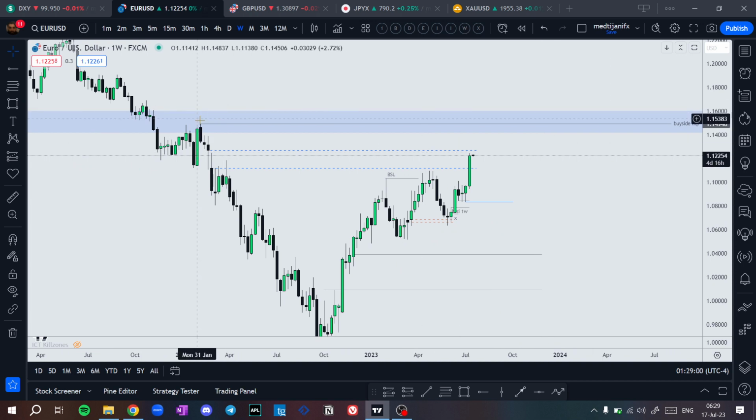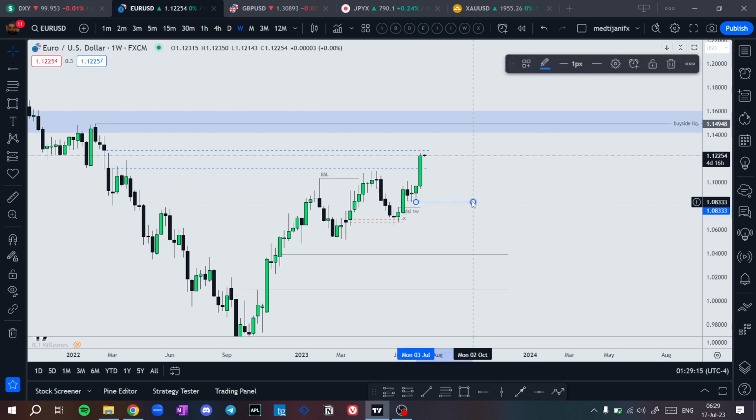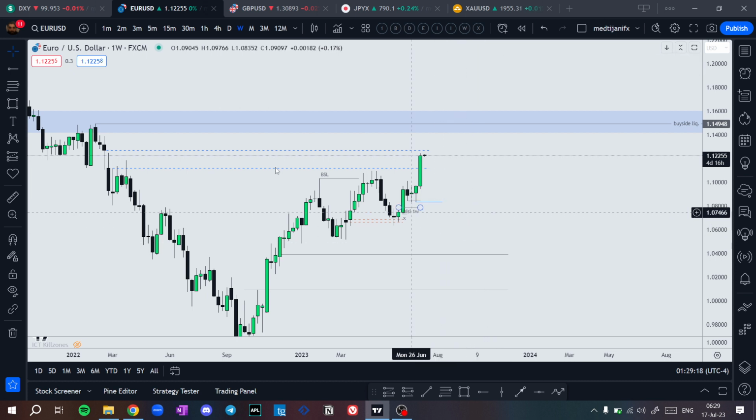We have our draw on liquidity, the buy side liquidity above this high here, above this consolidation here. So price right now is at this level here, the weekly volume imbalance, which is inside this weekly order block. And I'm not looking for sell entries at this point.